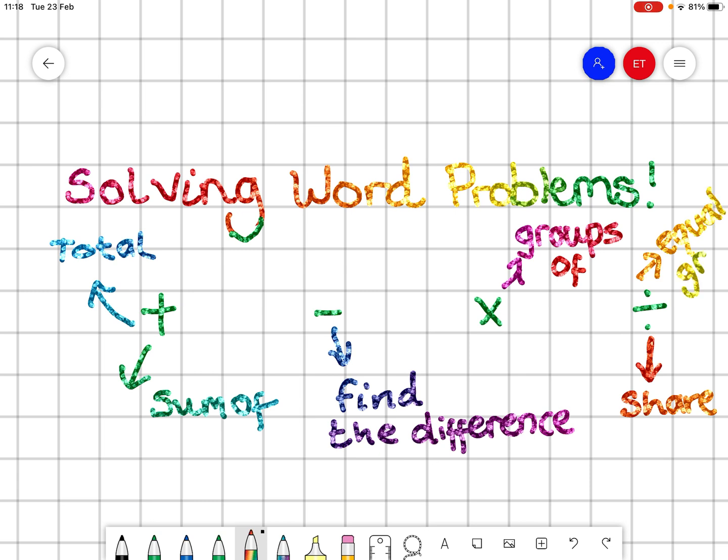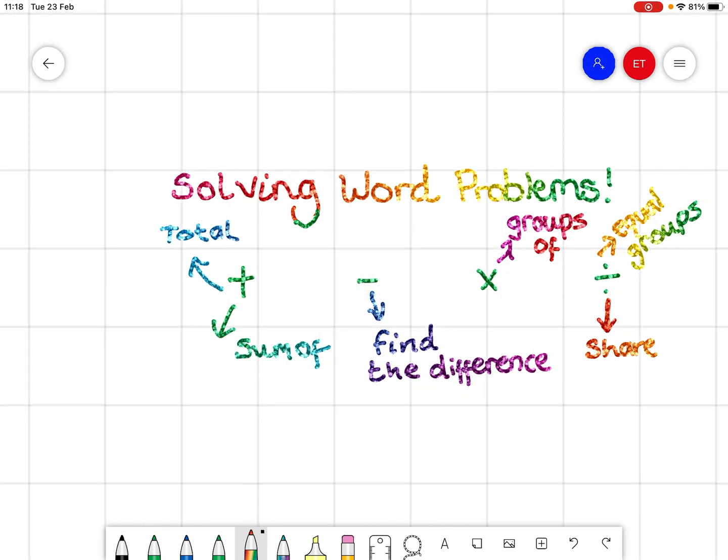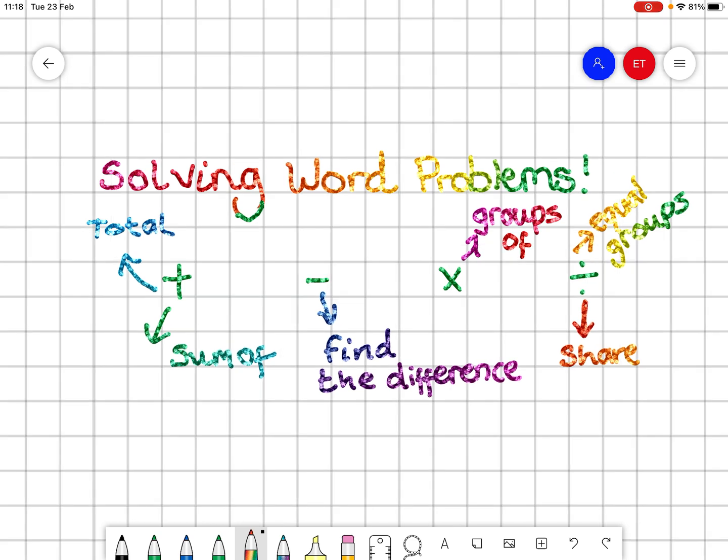So to put things into equal groups. So all of this vocabulary can help us a wee bit to figure out what's going on in the word problem. So if you see find the total or find the sum of, then you have to add. If you see find the difference between the temperature yesterday and the temperature today, then you know you're going to have to subtract, for example.